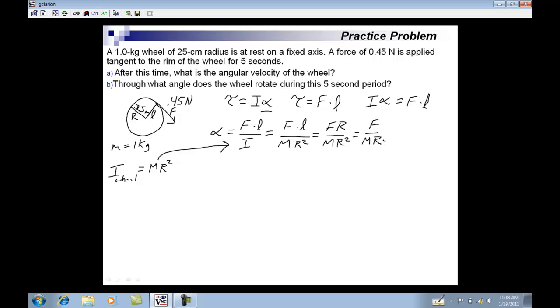So I can just plug my values in. My force is given as 0.45 newtons. My M is given as 1 kilogram. I'm going to leave the units out because I'm running out of space here. My R is 0.25. And I get a value of 1.8. What are the units for angular acceleration? Radians per second squared. So does that answer my question of what the angular velocity is?